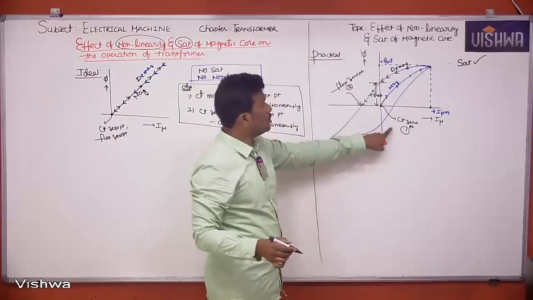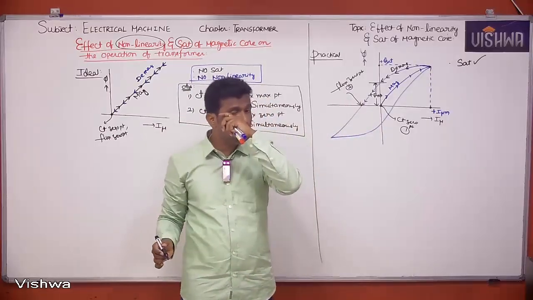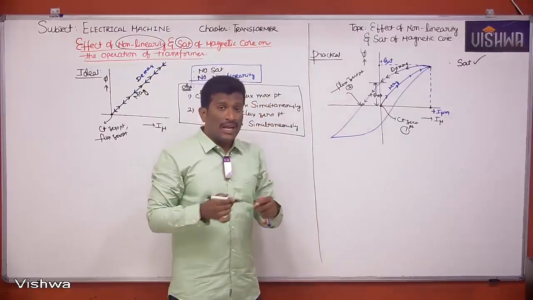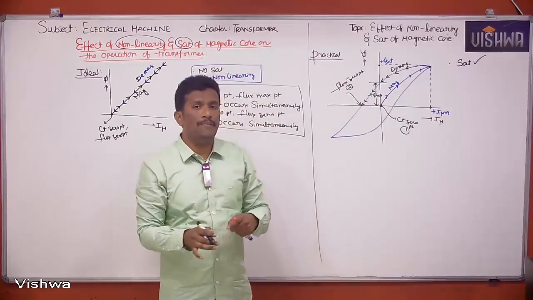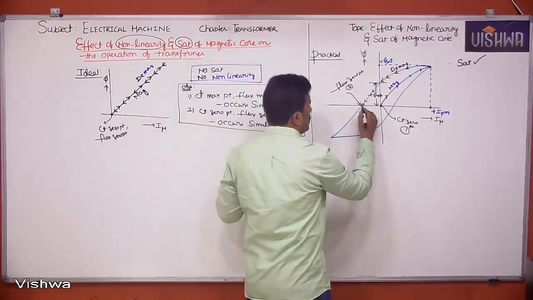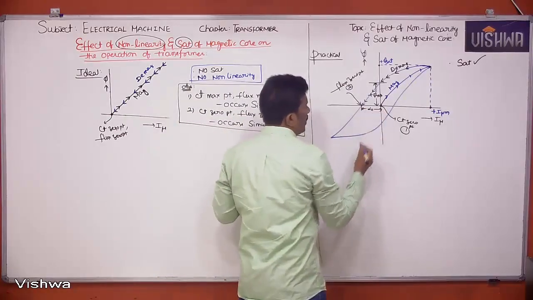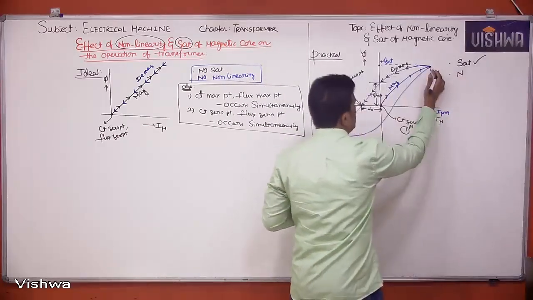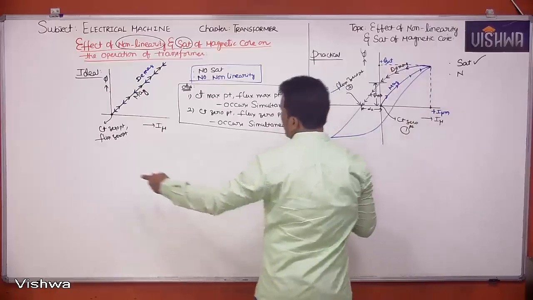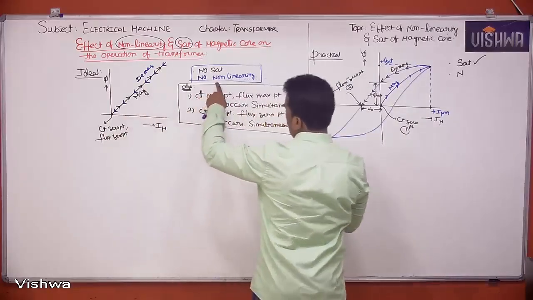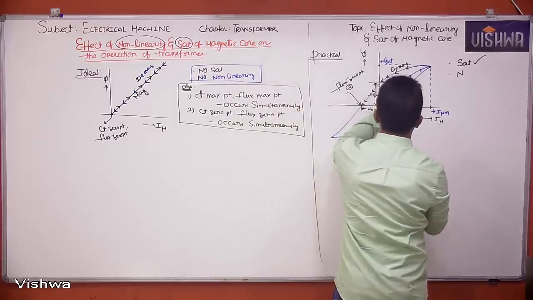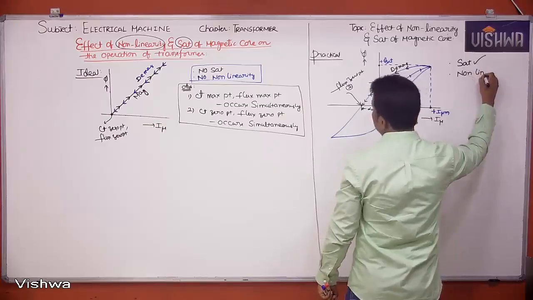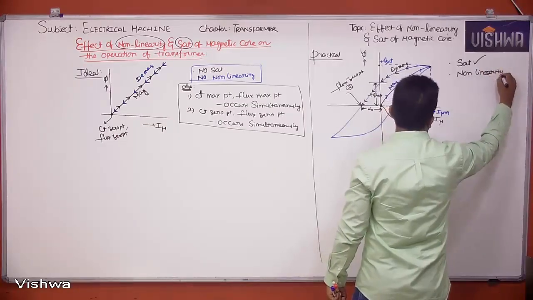Among current 0 point and flux 0 point, which one is coming to zero first? Current 0 point is first. Then after that flux 0 point is coming. That means current 0 point leads flux 0 point by an angle of alpha naught. So this can be taken as alpha naught. So saturation is there, and here magnetization and demagnetization are not coinciding with each other. In the ideal case, they are coinciding with each other. That's why I wrote here no non-linearity. But here magnetization and demagnetization are not coinciding, so I can say that non-linearity is there.